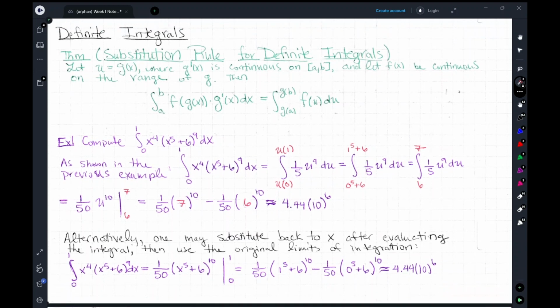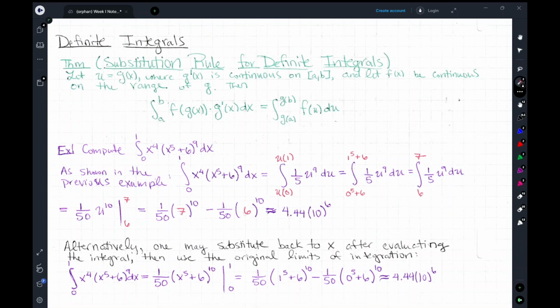Now, alternatively, if for some reason someone just refuses to change the bounds, well, you could substitute back. So once you integrate, you could substitute back the expression for u in terms of x, and now you have an expression in terms of x, and you could use the original bounds. Okay, so you could use the original bounds if you substitute back for x, or you could just integrate with respect to u and use the updated bounds. Both of these work, and they give the same answer.